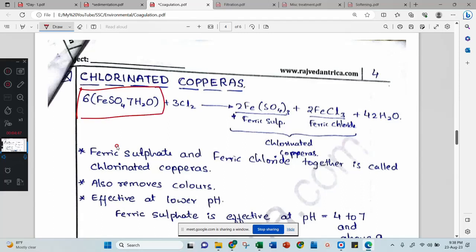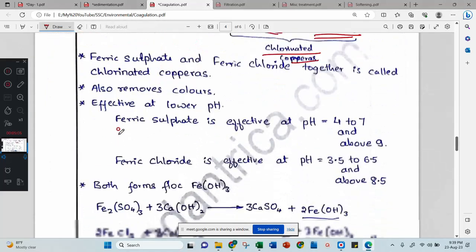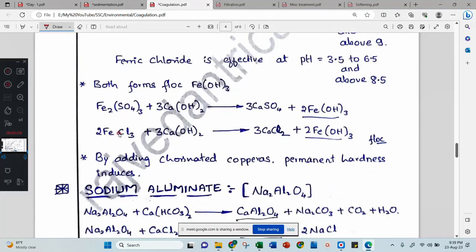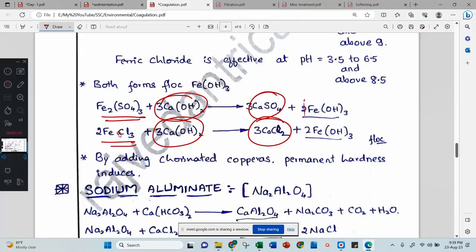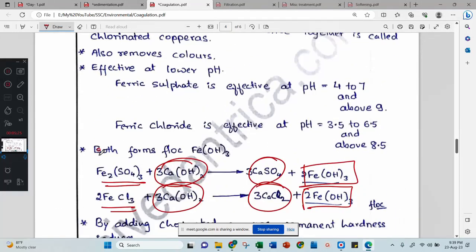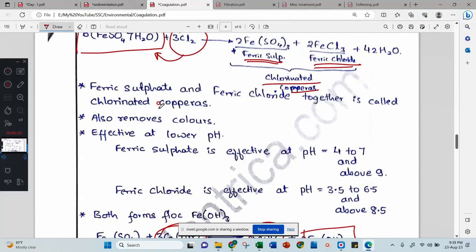First we will have copperas. For that we have to add chlorine, then we generate chlorinated copperas. The chlorinated copperas we get in two forms, ferric sulfate and ferric chloride. These two are called chlorinated copperas, and they react like this. Ferric sulfate and ferric chloride will react with hydrated lime, and again they will produce permanent hardness. They will also produce flock. Together, ferric sulfate and ferric chloride are called chlorinated copperas.